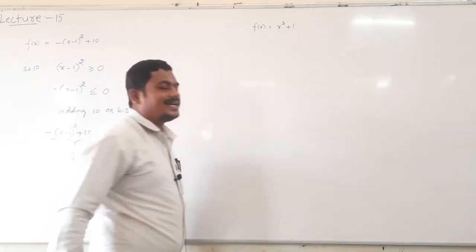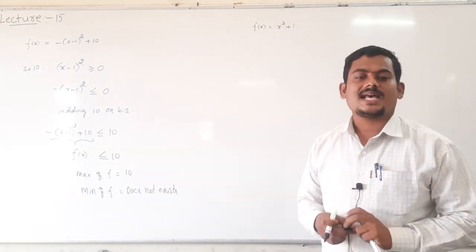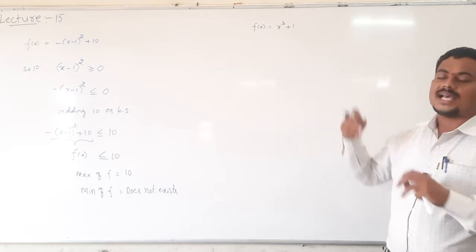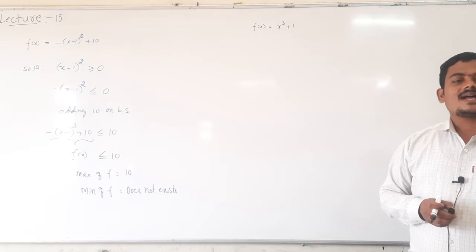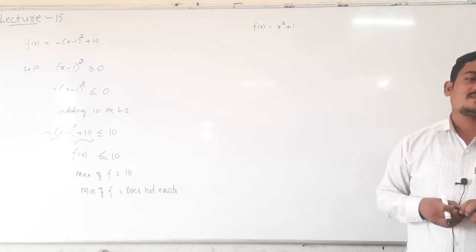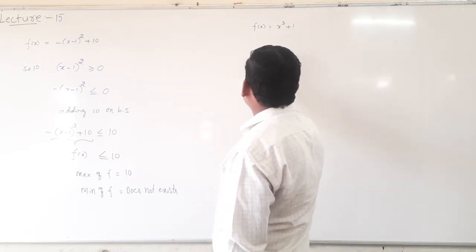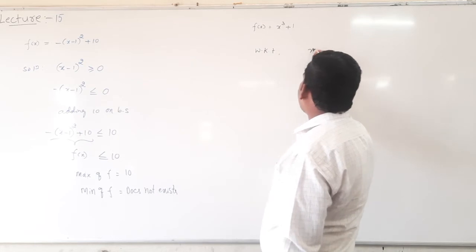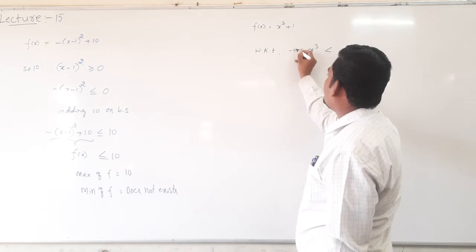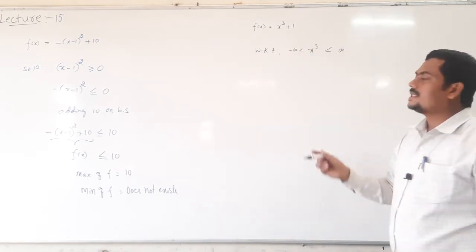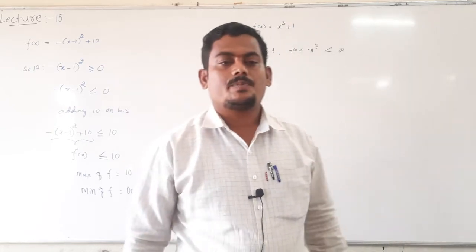And since x cube is there, its value can be 0, negative as well as positive, right? If you put input as 0, then output is 0. If you put input as a negative number, output is negative. If you put input as a positive number, then output is positive. We know that x cube value lies between minus infinity and plus infinity, right? x cube value oscillates between minus infinity and plus infinity.